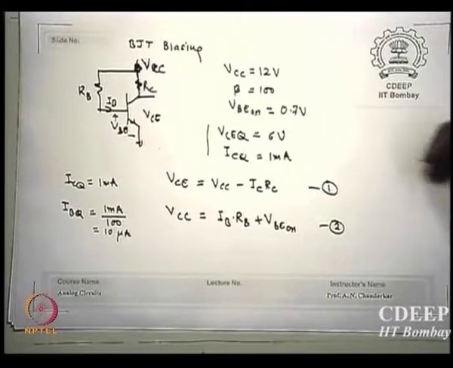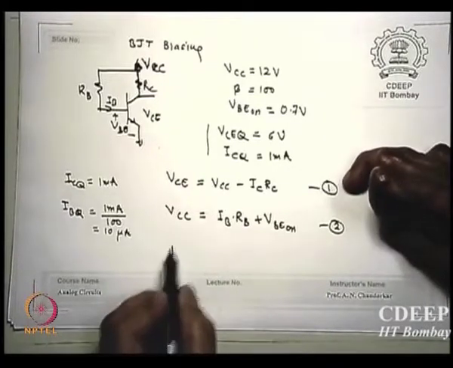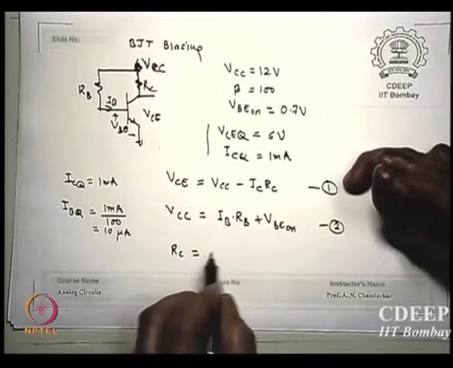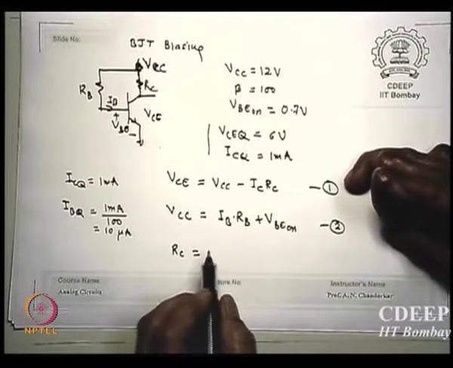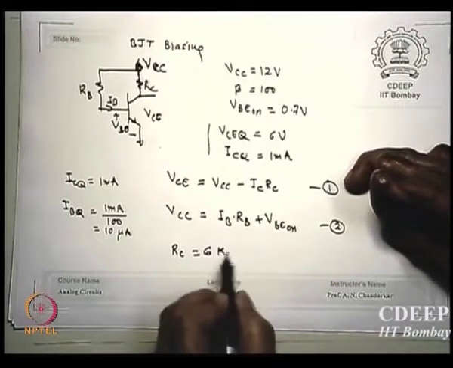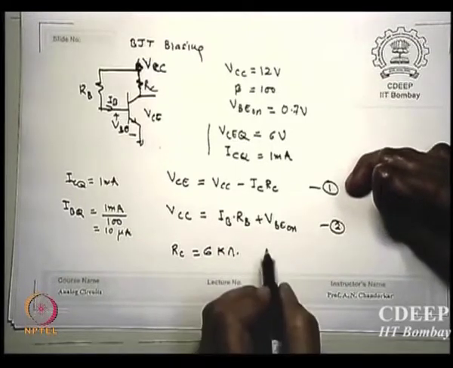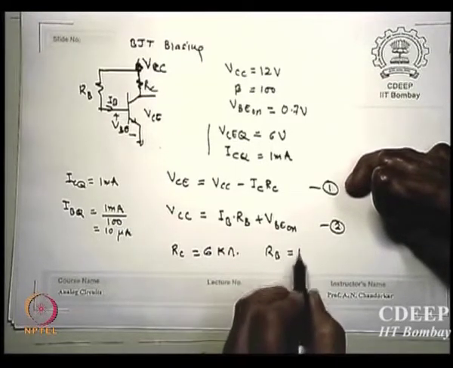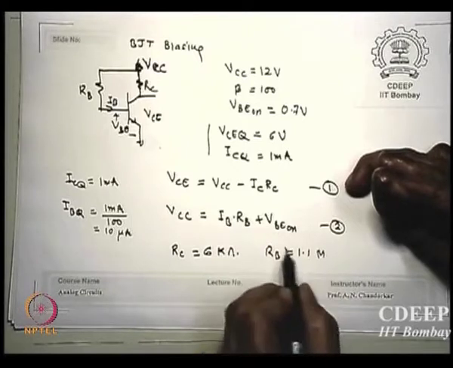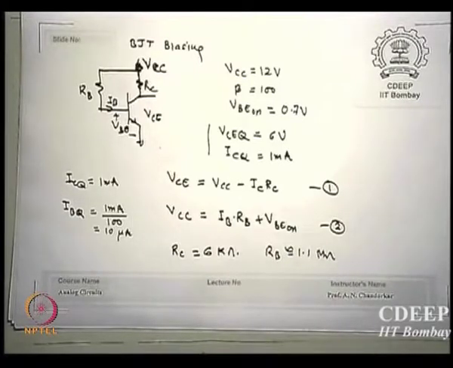Two equations, two unknowns should be easily solvable, and I get the value of RC, which is typically 6 kilo ohms, okay. And RB I got is 1 mega ohm or 1.1 mega ohm kind of thing, okay. This is a single resistor biasing, okay.